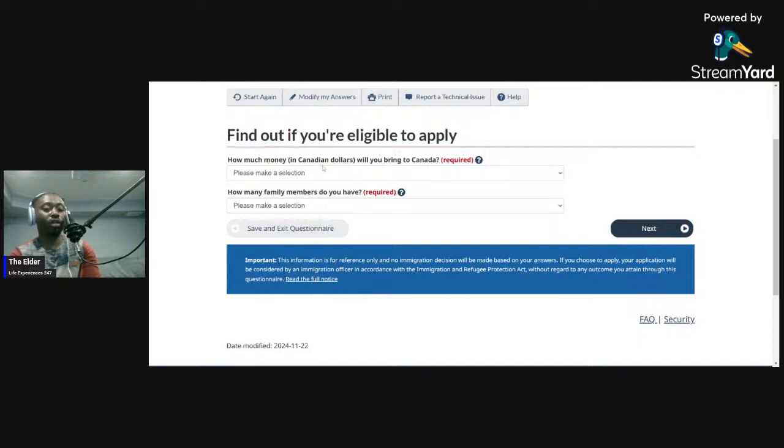And how much money in Canadian dollars do they require you to have? And we chose this. How many family members are coming with you? It's just you. So go to next.